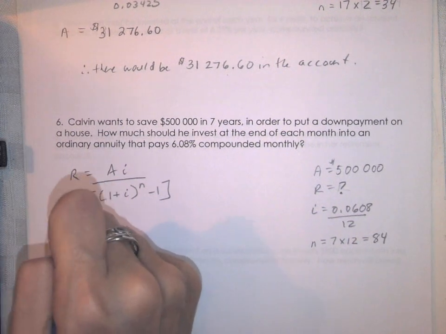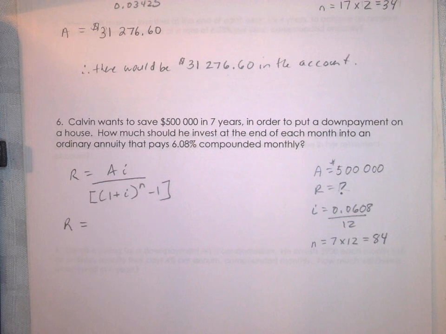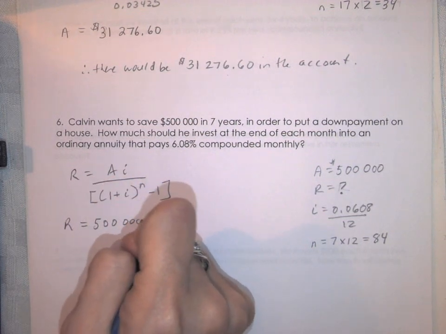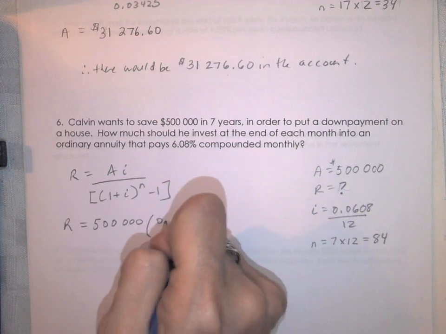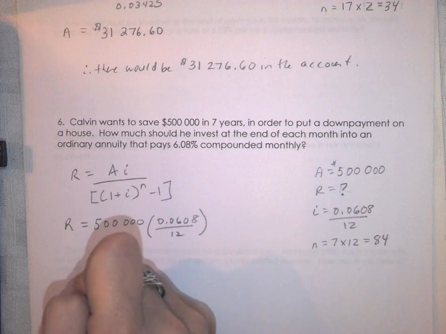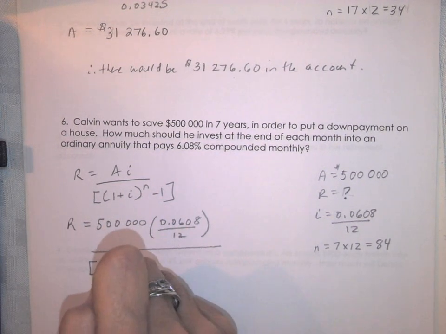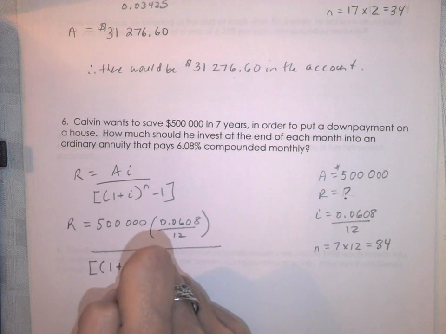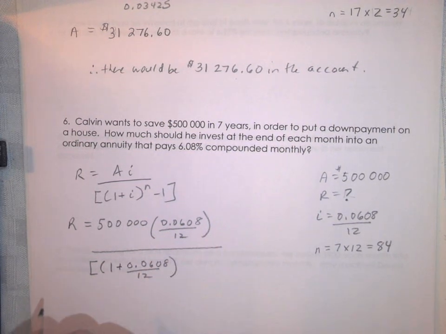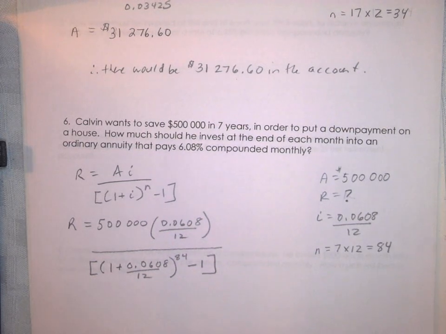So the regular amount that Calvin's going to have to put in to save up $500,000 in 7 years at the end of each month, we can find by doing 500,000 times 0.0608 divided by 12 over bracket 1 plus 0.0608 divided by 12 to the power of 84 minus 1, closing bracket.